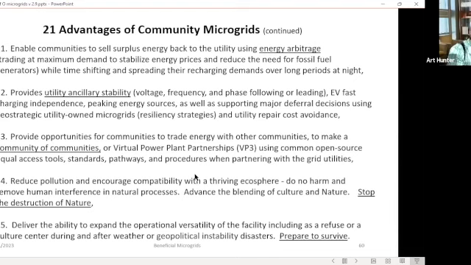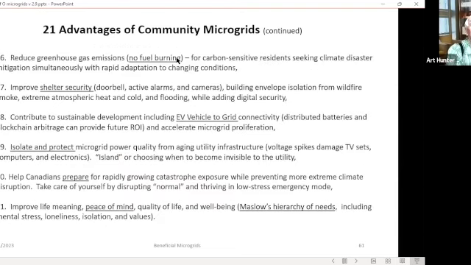Operational versatility, and I'm a big pursuer of this concept of prepare to survive. Start building your microgrid now. Don't wait till the disaster or after the disaster. You do the preparation prior to the disaster, and that's an advantage of a microgrid. Reducing greenhouse gas emissions, yes, of course. You're not burning anything, so you are getting mitigation as well as adaptation to changing conditions.